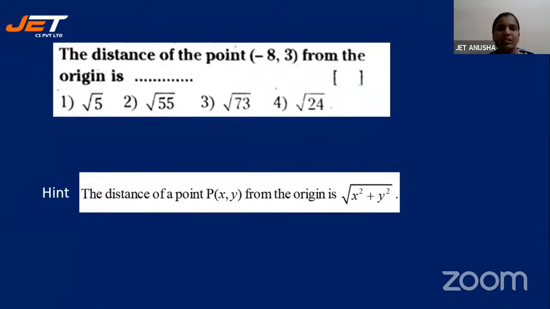So the next question is, the distance of the point minus 8 comma 3 from the origin is root 5, root 55, root 73 and root 24. So you need to use the distance of a point P of x comma y from the origin is root over x square plus y square.